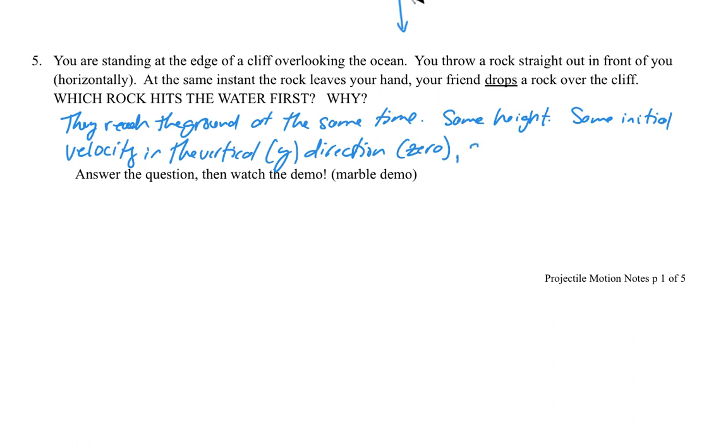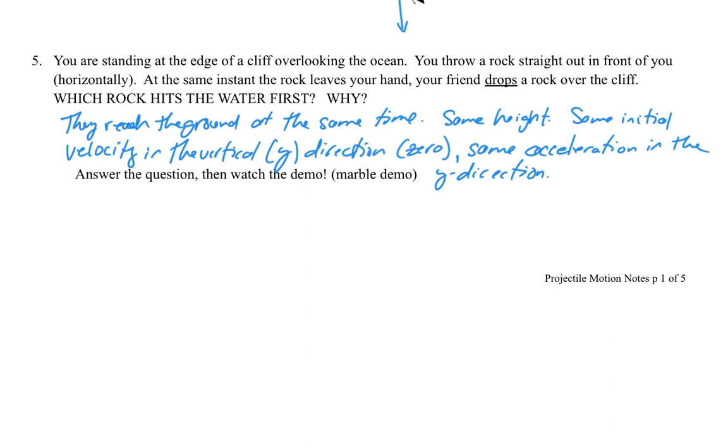And they also have the same acceleration in the y direction. Well, if two objects start at the same location, and they always have the same velocity, and they always have the same acceleration, they're always going to be next to each other. So those objects are going to hit the ground at exactly the same time.